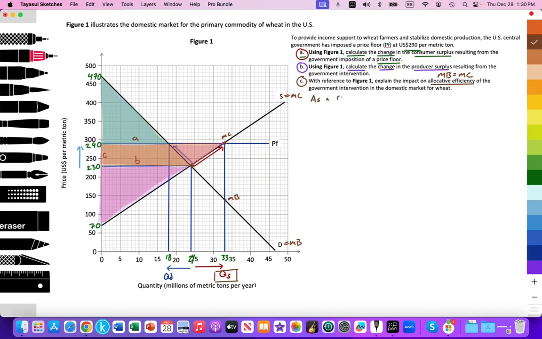as a result of the imposition of the price floor, the quantity of supply has increased from the free market equilibrium quantity of 24 million metric tons to 33 million metric tons being produced.